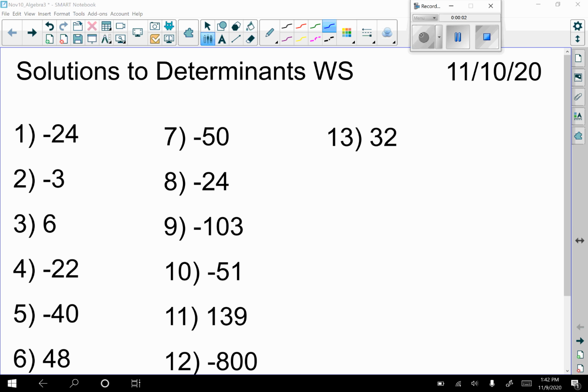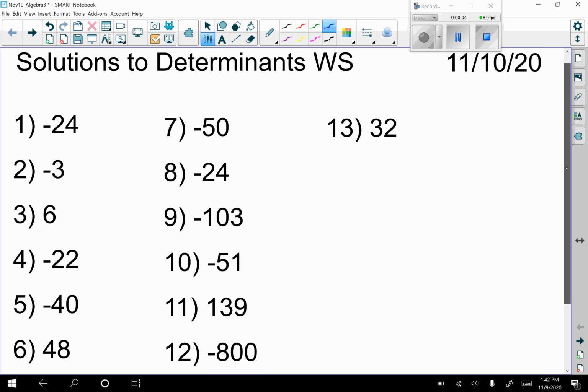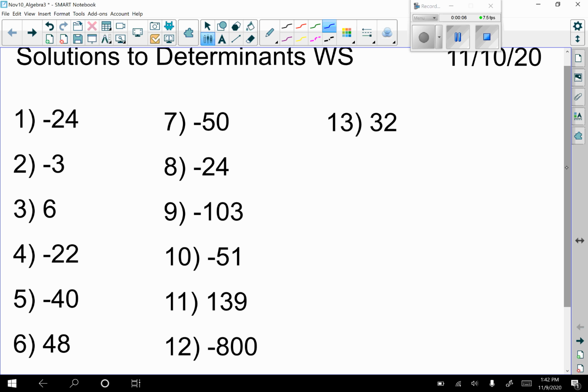Here are the solutions to the determinants worksheet. Problems 1 through 13 were all I wanted you to do. I know number 12, yes, you could have definitely used a calculator on that one to get a negative 800. I'm only going to go over a couple of these because they were pretty much the same. Definitely take a look at the ones I go over, and then you can still go back and try some others. If you're still not getting them, please let me know.